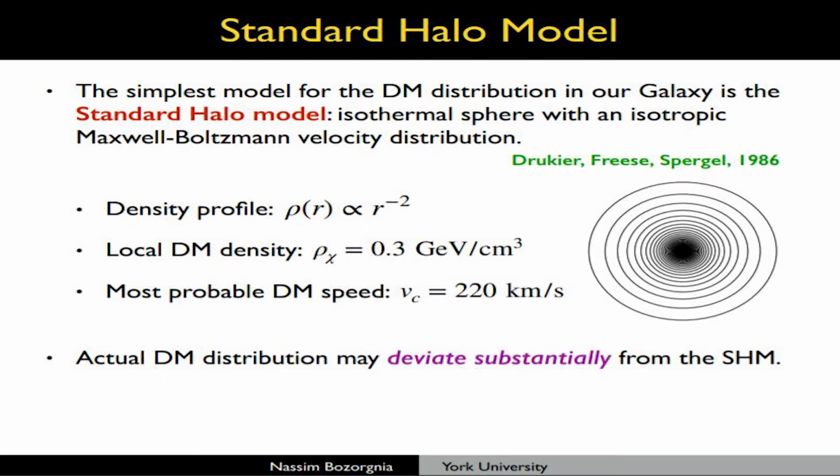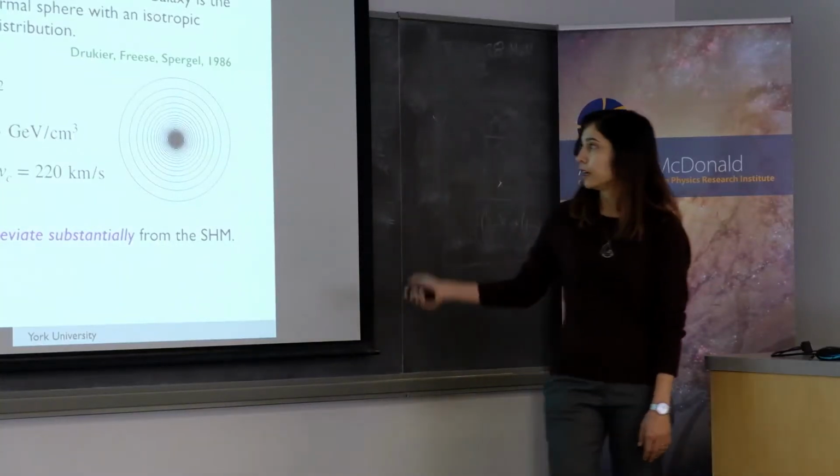Local dark matter density is assumed to be fixed to 0.3 GeV per centimeter cubed, and the most probable dark matter speed is fixed to 220 kilometers per second. But of course, even if you assume that this model is okay, there are uncertainties in these parameters that one has to consider. And again, also the actual dark matter velocity distribution may have significant deviations from the standard halo model. So this is a nice starting point, but is this really okay?